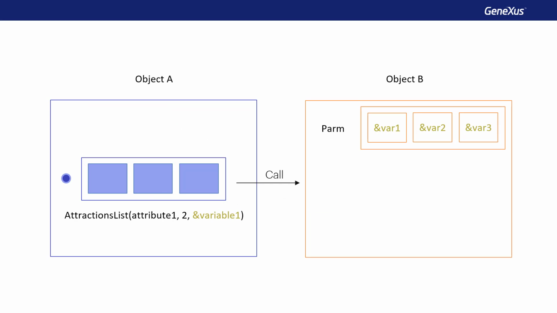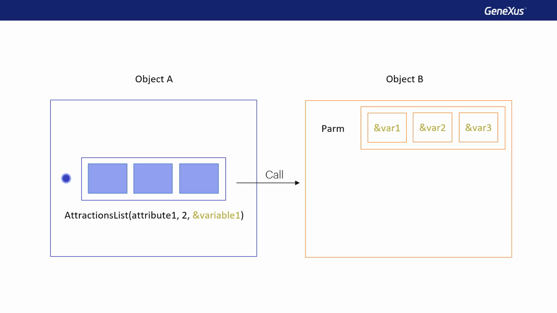In the previous video, we saw how to state parameters in an object to allow it to receive data from another object and perform the corresponding actions according to this data. To this end, we used the parm rules and variables. The examples we saw involved input parameters, that is to say, parameters only received by the object.